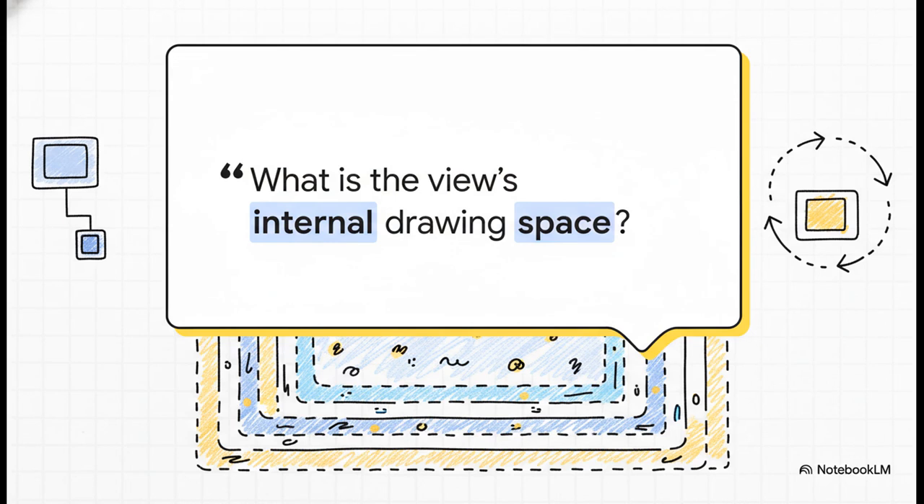And this is the question for bounds. See, we're not talking about location anymore. We're talking about the canvas inside the view. Now, usually, the size of the bounds is the same as the size of the frame. But its origin, that's what gives it this incredibly powerful capability, which we're about to see in action.